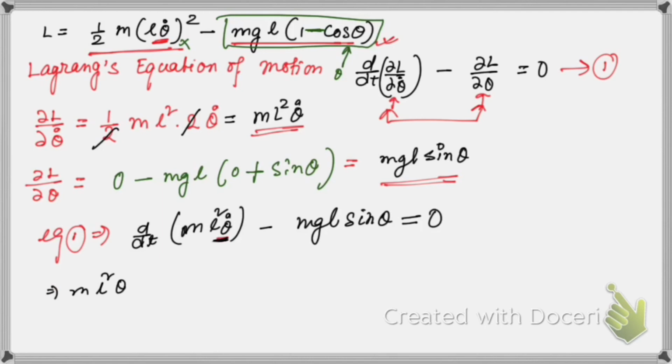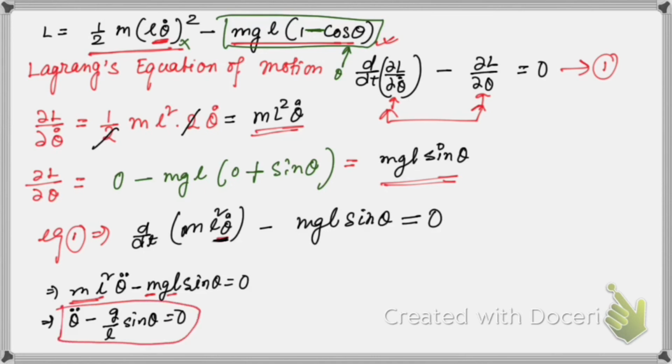So our equation is m L square theta double dot minus mgL sin theta is equal to 0. Now let us divide each term by m L square. Then the equation becomes theta double dot plus g by L sin theta is equal to 0. This is our required equation, the equation of motion of the simple pendulum.